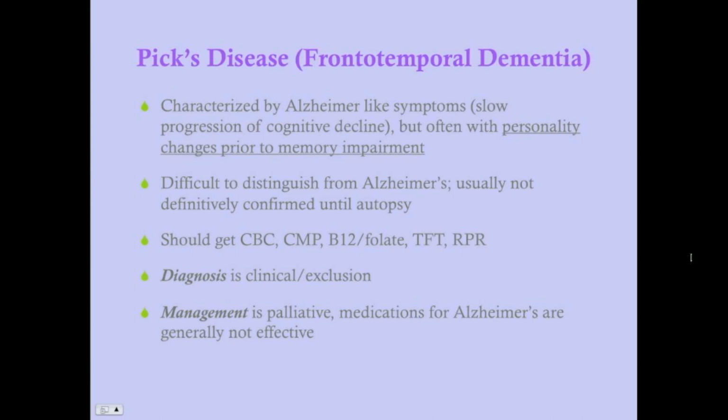So like I said, it's difficult to distinguish Alzheimer's from Pick's disease. So the personality changes is what needs to be forefront of your mind. If you see that, Pick's disease should be something that you think about. And you should always get CBC, CMP, B12, folate, TFT, and RPR on any patient that has Alzheimer's-like symptoms. And the diagnosis is clinical and by exclusion. Management is going to be palliative. Unfortunately, the medications for Alzheimer's are generally not effective in patients with Pick's disease, and so we're going to palliate these patients.